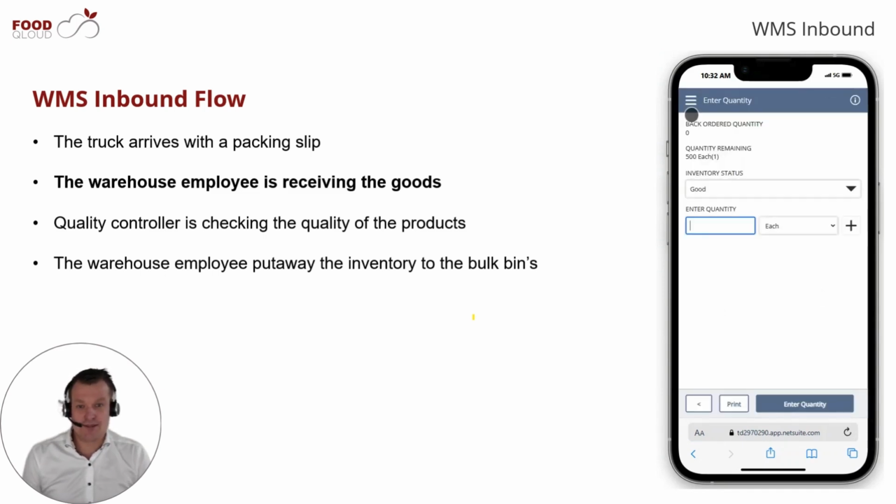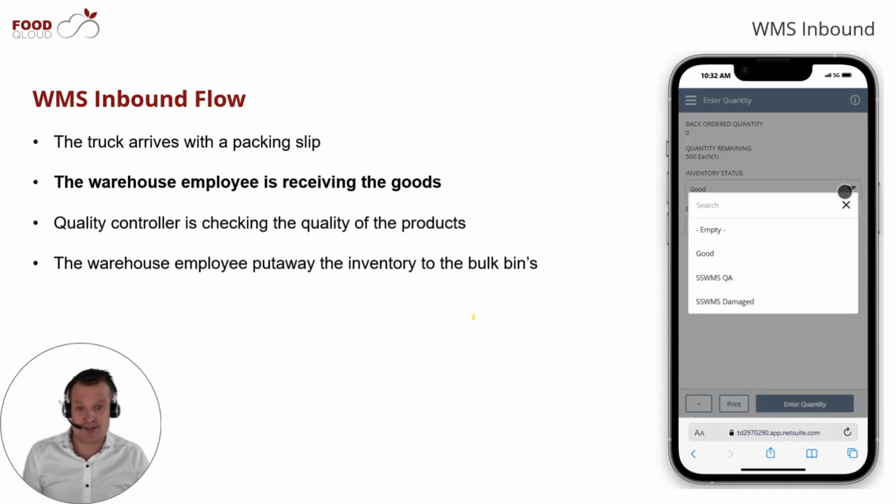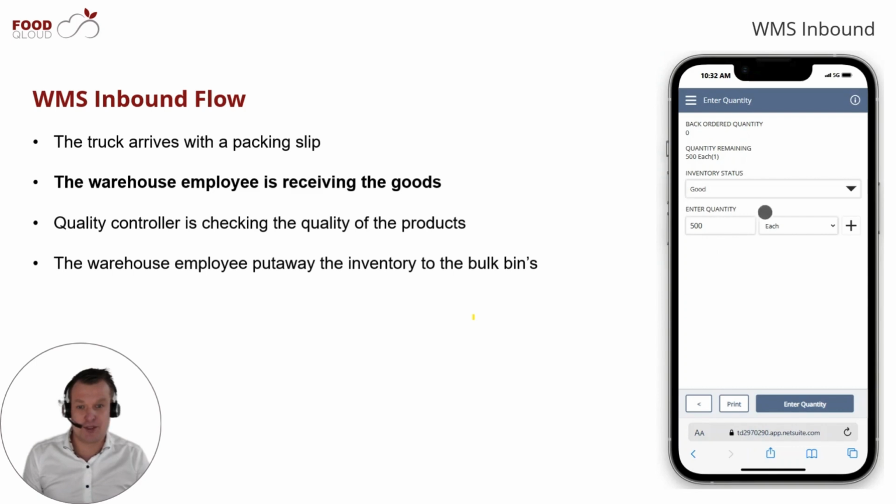Now we come into an enter quantity screen, so we can check how much of the quantity I want to receive, if it is a partial receive or more or less. But for now, I just enter 500. You can also change the inventory status here. It's not applicable because we want to change it automatically via the quality orders.